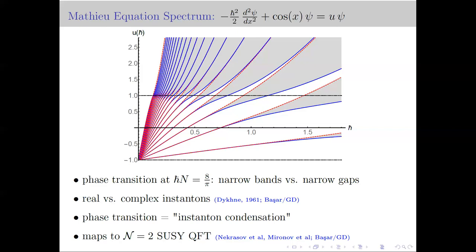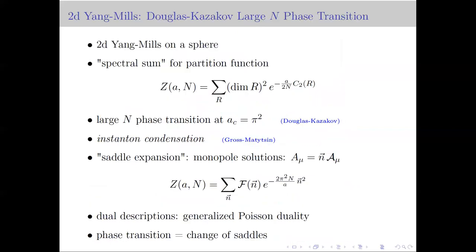So another example, which I think I'll skip over quickly, but just mention for people who know about it already, is a similar phase transition in 2D Yang-Mills theory defined on a sphere, where you can calculate the partition function in two ways. One is either through the spectral or Hamiltonian type approach, where you sum over representations, here's the dimension of the representation. This is the quadratic Casimir. That's like the energy eigenvalue.